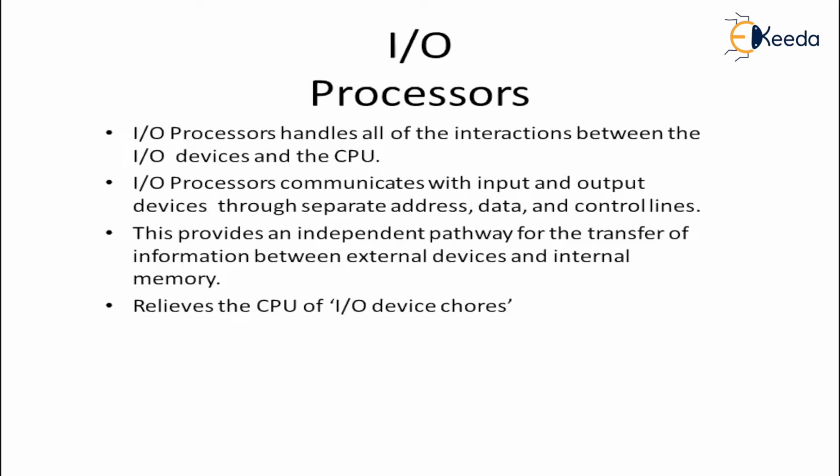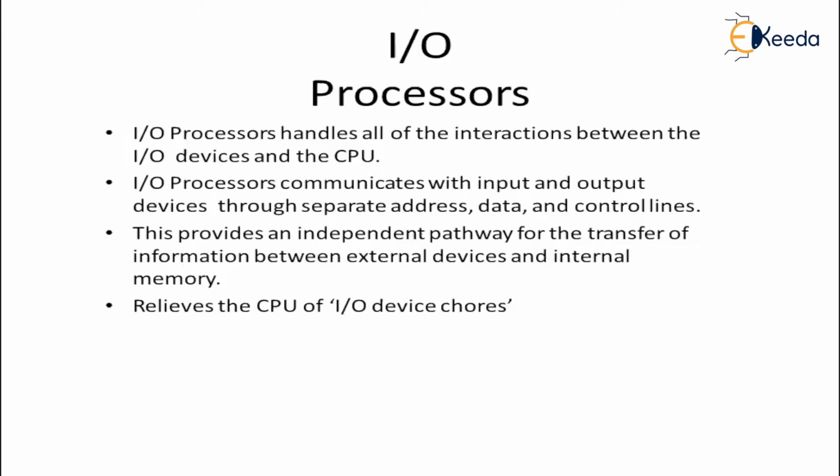Now, what do you mean by IO processors? We have seen DMA, the different sorts of buses, the different sorts of address lines, and the different sorts of input-output processors. Input-output processors handle all the interaction between the input and output devices, and all of these are interlinked with the CPU. Input output processors also communicate with the input output lines through different buses: address bus, data bus, and the control lines.